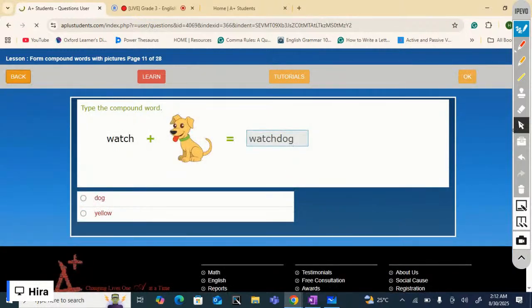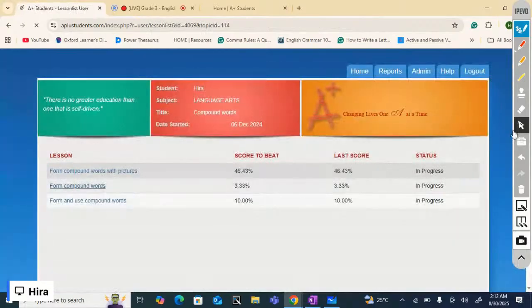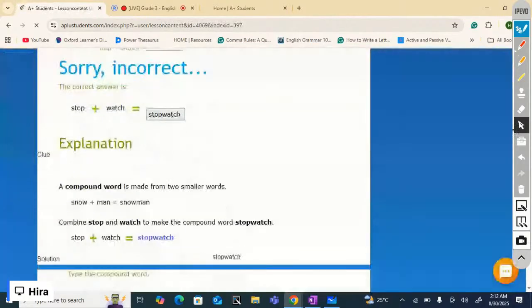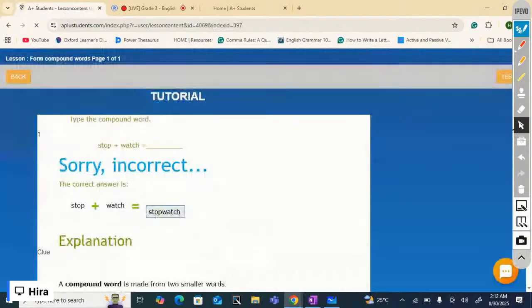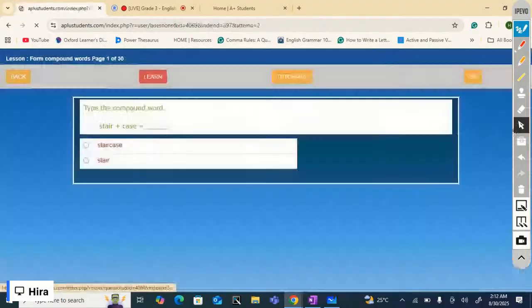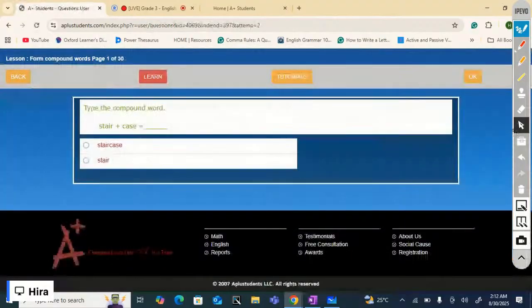Okay, let's move to the second lesson because this is quite easy. I know you can solve it. Let's begin with how to form compound words. Type the compound word stair plus case. You know, stair has a separate meaning. Case can be a different kind of case. But when you combine these two, you get a new word, staircase.